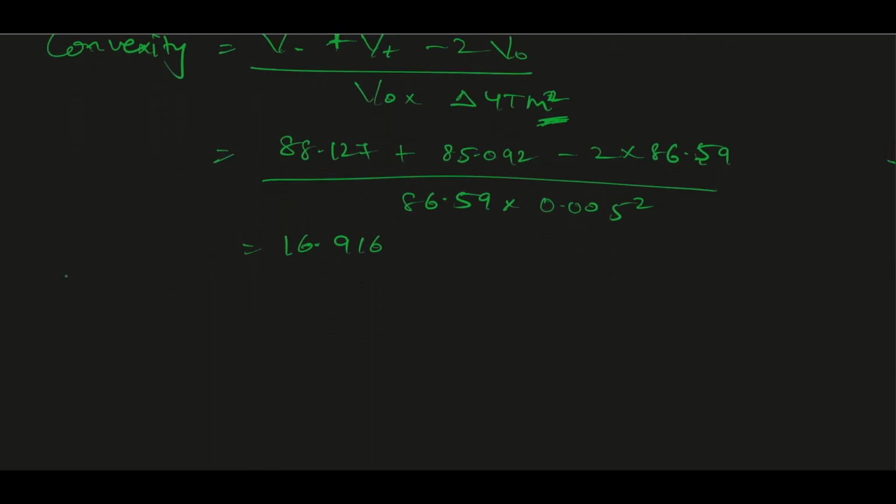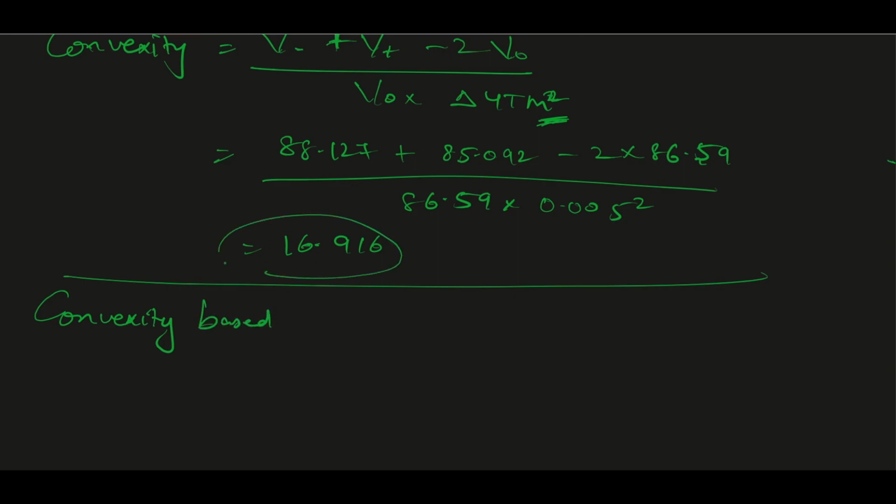Now this I can cross check in another way as well. Another way is convexity based on cash flows, that means individual. So I'm going to break down this number. Based on each cash flow I'm going to find out what is called convexity based on cash flow. Here the formula will be T into T plus 1, T is the time period, divided by 1 plus R raised to 2. R is the YTM.